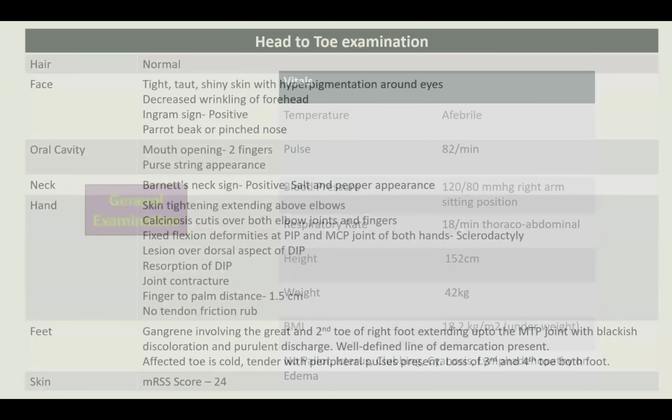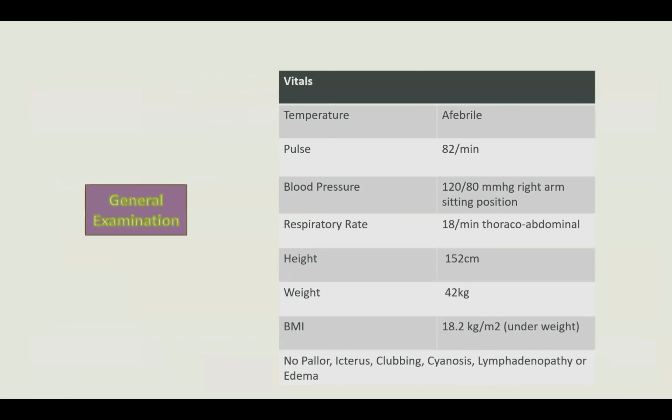Sorry, I'm interrupting you here. This general examination you yourself have done, right? Yes, ma'am. So this was done in which year? 2025. Okay, so after 9 years of illness, right? Yes, ma'am. So this is important.